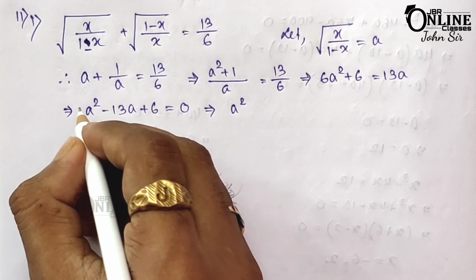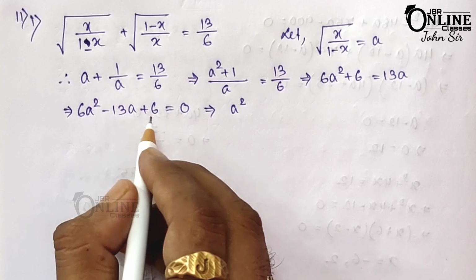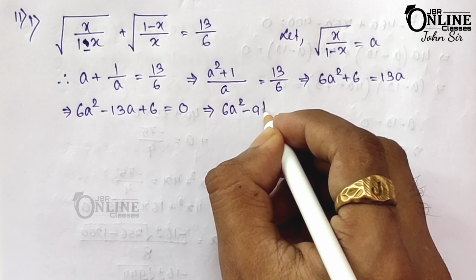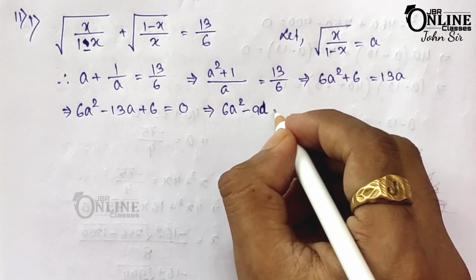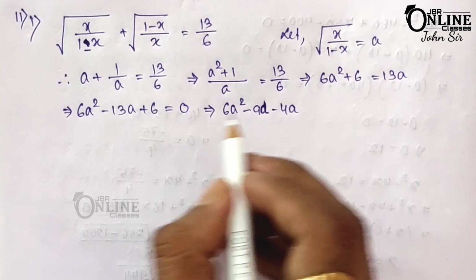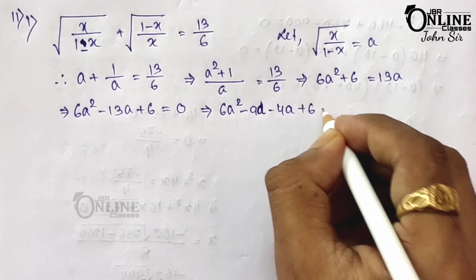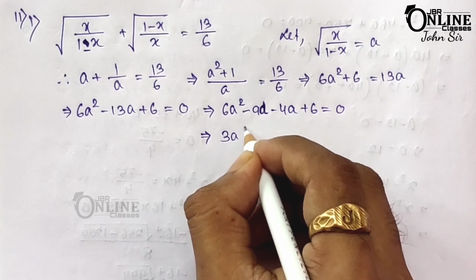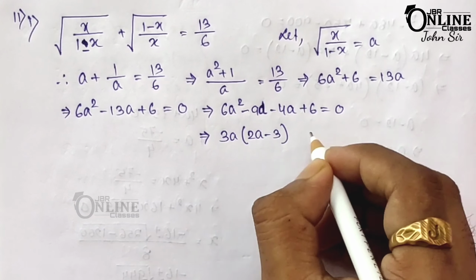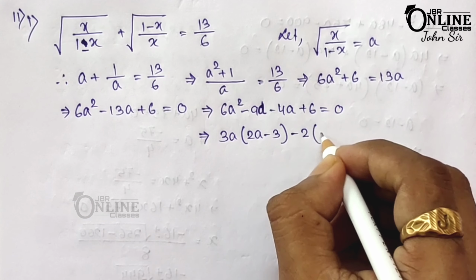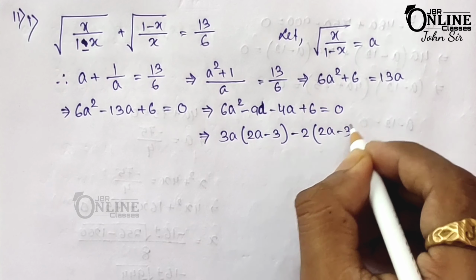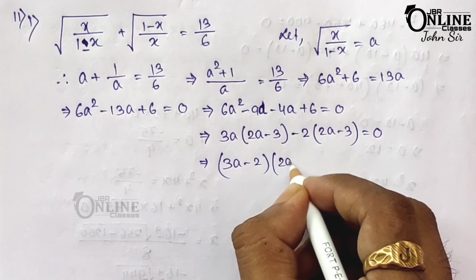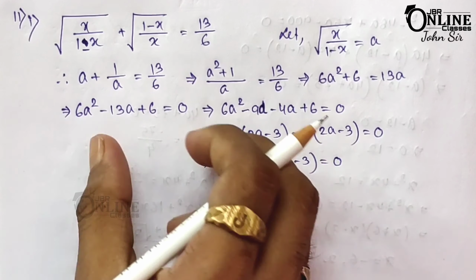Sorry, this one is 6a square, not only a square. So 6a square minus 13a plus 6. So now write down 6a square minus 9a and then minus 4a. So 9a and 4a becomes 13a, then plus 6 here also. So from that, if you take 3a common, then you will get 2a minus 3, and here taking minus 2 common, you will get 2a minus 3 again. So from that, 3a minus 2 and 2a minus 3 are the two factors of this equation.